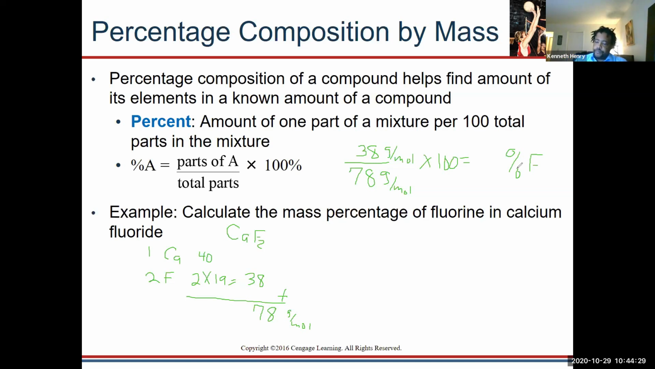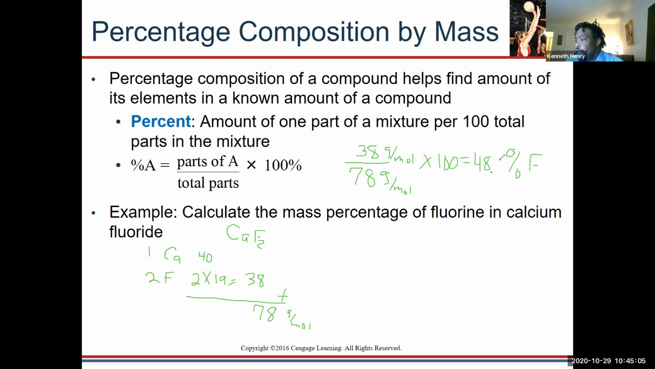Okay? Piece of cake? So the one that you're trying to find is on the bottom? No, the bottom is the total. It is the total compound. The top is the individual component. When we say part, it just means either I'm looking for the calcium or I'm looking for the fluoride, one or the other. And then the total is the calcium fluoride.